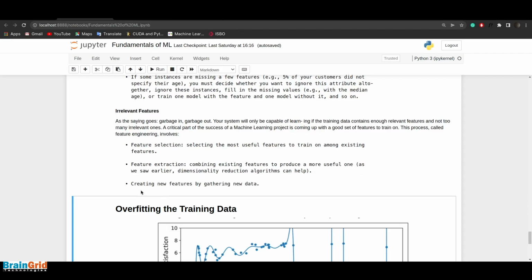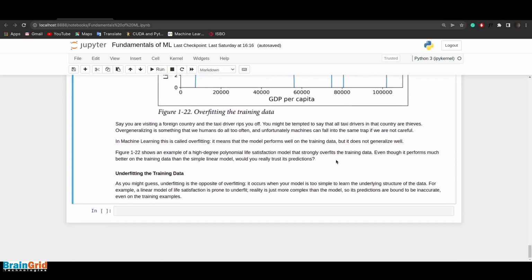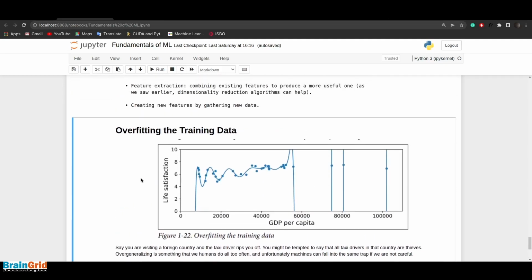And then creating new features by gathering new data. So what you could do is these things: you can do feature selection, feature extraction, and creating new features by gathering new data. All right, moving on. We have overfitting on the training data and underfitting on the training data.